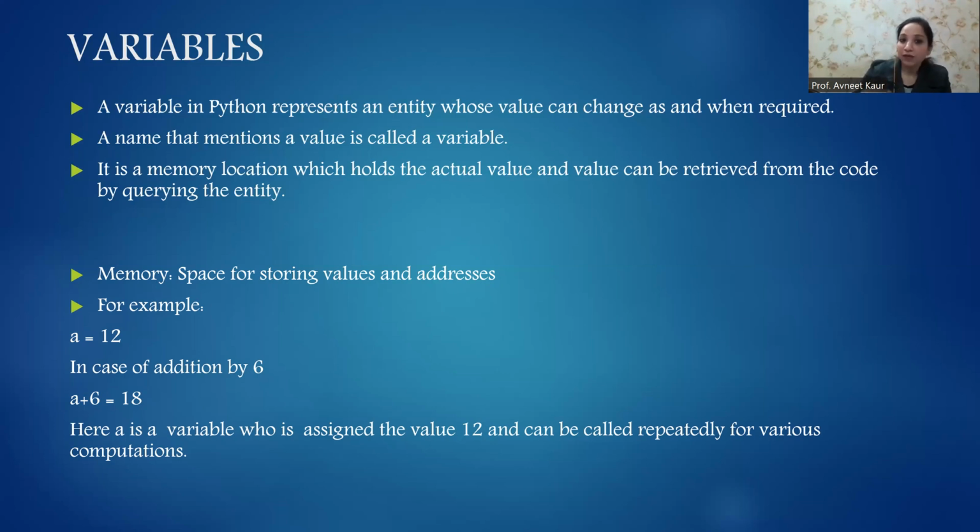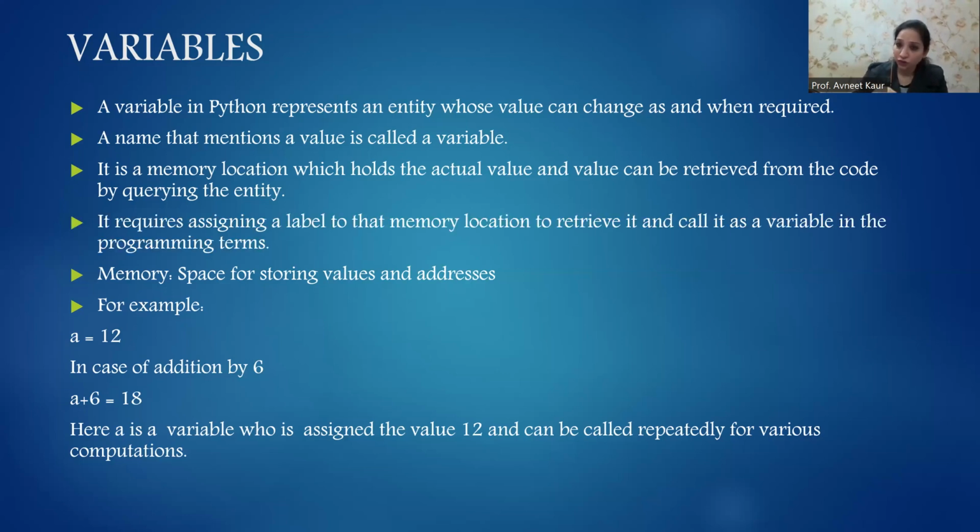It is a memory location that holds the actual value, and that value can be retrieved by just querying that particular entity. So we are just putting a label on that memory location, right? A is a label to a memory location, and you just have to call it whenever you want to use this particular value 12 in your code.